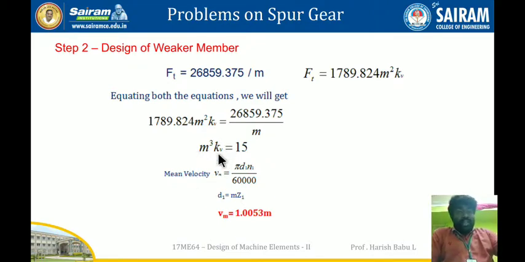To find the velocity factor kV, I need to calculate the mean velocity. So Vm equals pi dn divided by 60,000. d1 and n1 I have taken since the design is based on the pinion. d1 equals m into z1, and I substitute that, n1 we already know, and z1 I know. So Vm will be equal to 1.0053 into module m.